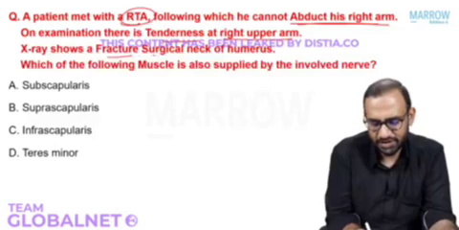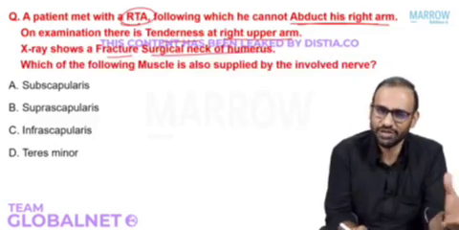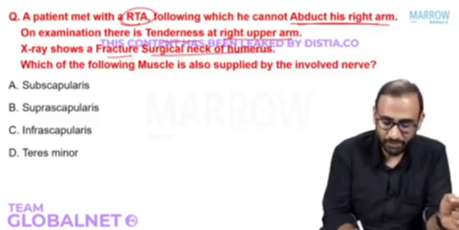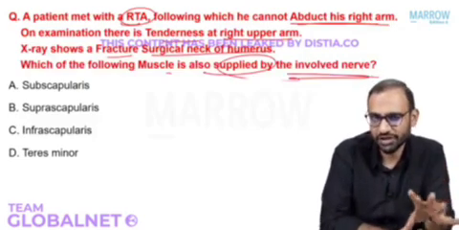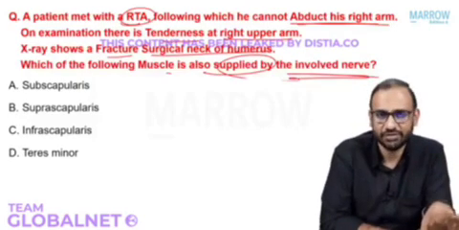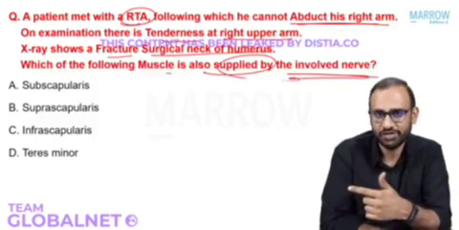X-ray shows fracture surgical neck of humerus. You know which nerve is affected here. Which of the following muscles is also supplied by the nerve involved? So which nerve is injured here? Without reading the options, it's axillary nerve, obviously, because there is a surgical neck of humerus fracture.